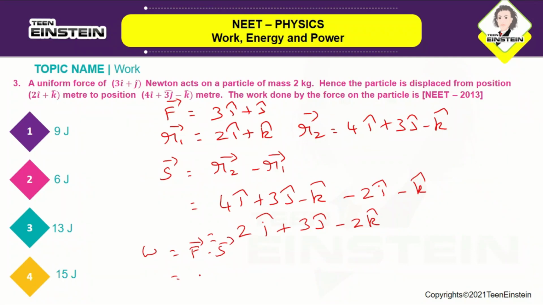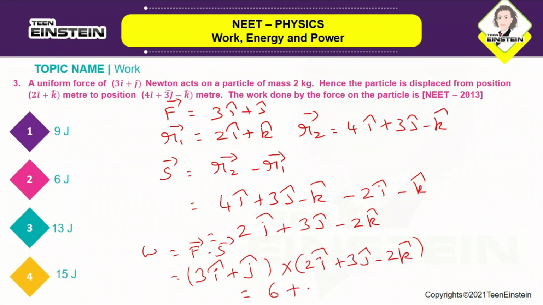So you know what F is. F is 3i plus j into 2i plus 3j minus 2k. If you solve this, you will get 3i into 2i is 6, plus again 3, and there is no k component, so this will become 0. So you will get the work as 9 joules. So this much work has to be done to displace the particle from one position to another position. So the correct answer is option number 1, 9 joules.